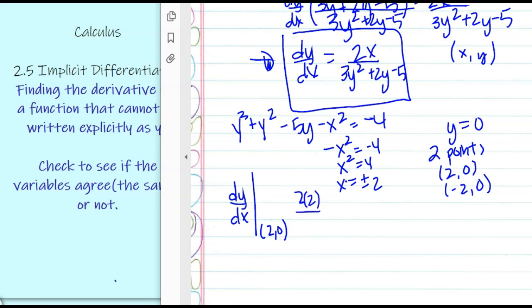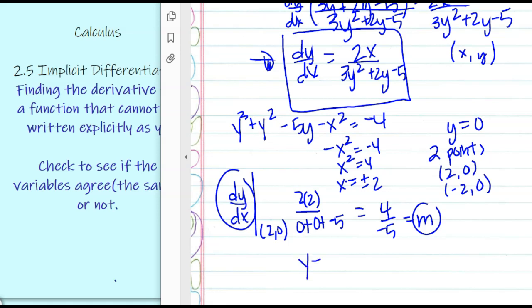That'll be 2 times 2 over, and then 0 for y. That's going to be 0 plus negative 5. So slope equals 4 over negative 5. So this is the slope formula. This is slope, so I can call it m. And I can write my tangent line as y minus 0 equals negative 4/5 times (x minus 2).